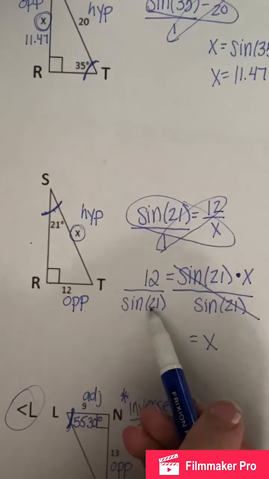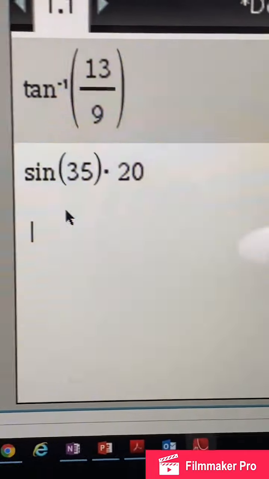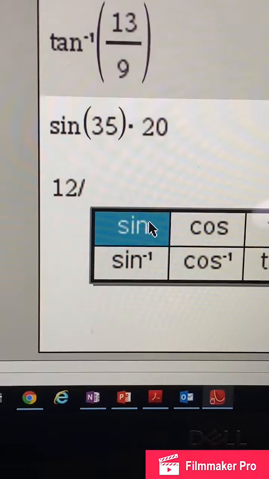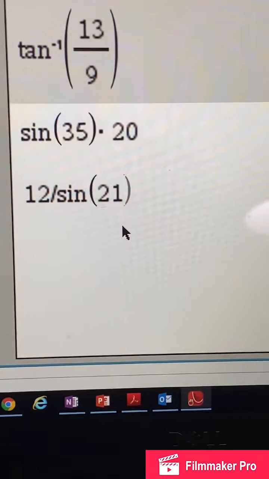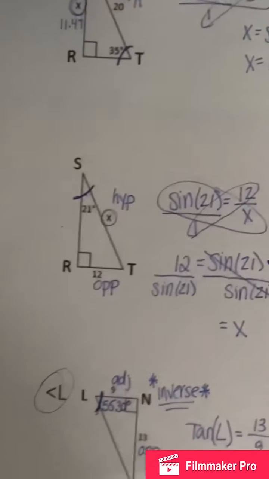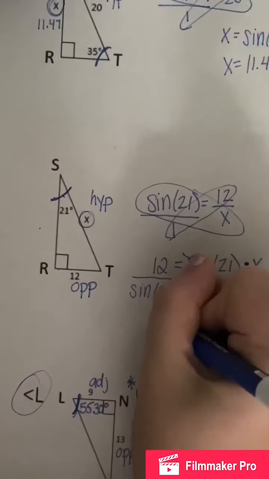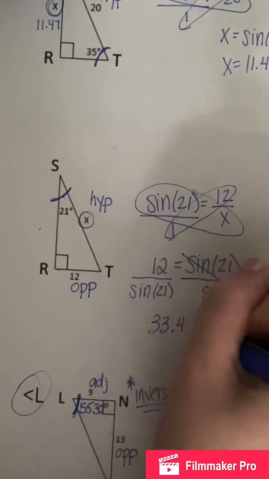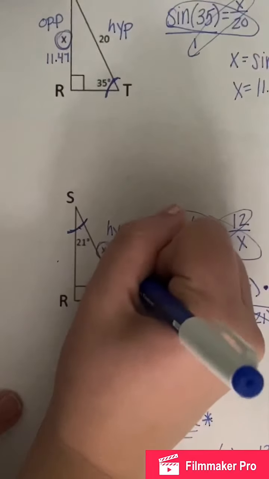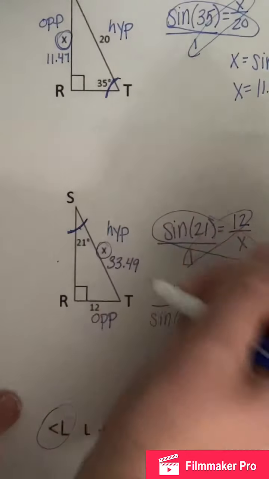Plug this into your calculator, you get 12 divided by sine of 21. So 12 divided by, and then we go to trig, sine of 21. We get 33.49. The 5 tells us to round up. So 33.48 becomes 33.49. Which means the side length is 33.49.